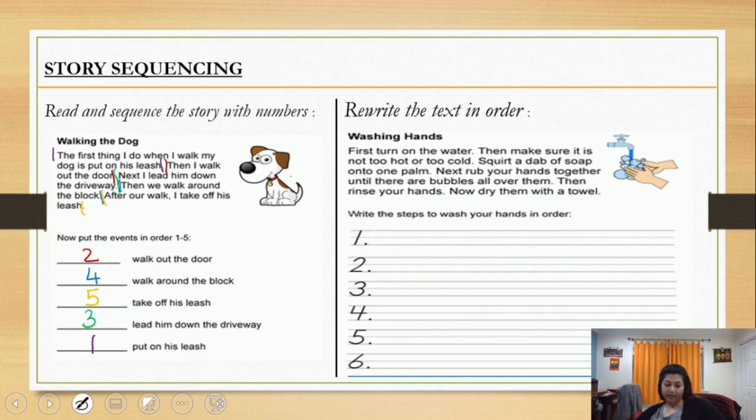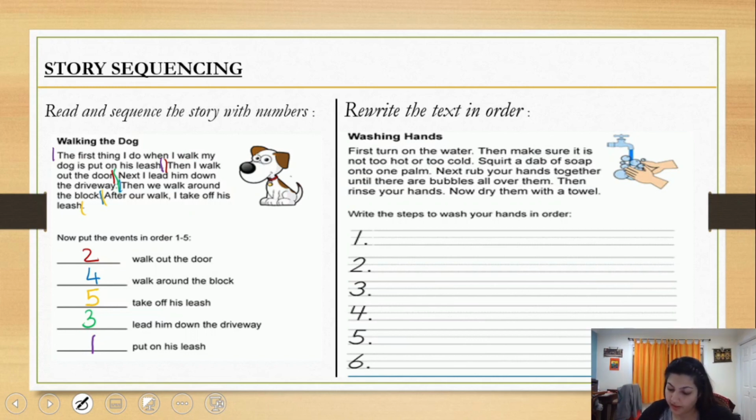So you basically can color code them or number them one at a time. This is not something to do together, because sequencing is a little bit tough to recall when they're reading everything all together. The off leash and on leash, these things, which are similar words like leash or driveway, block, in and out of the door, get really confusing. So I would recommend you to do it one sentence at a time. Read one sentence, stop, find the answer, mark it, then move on.